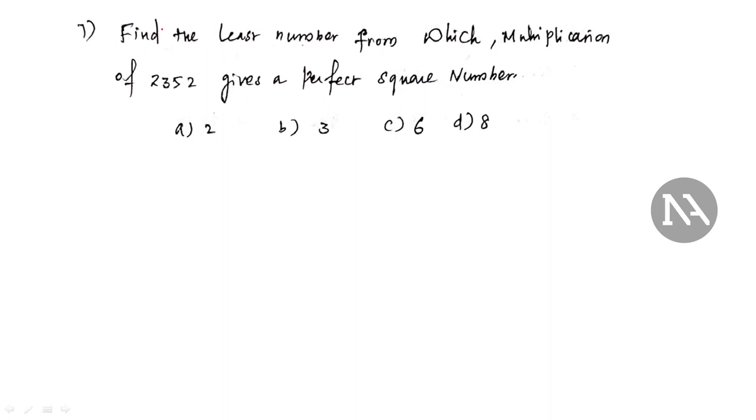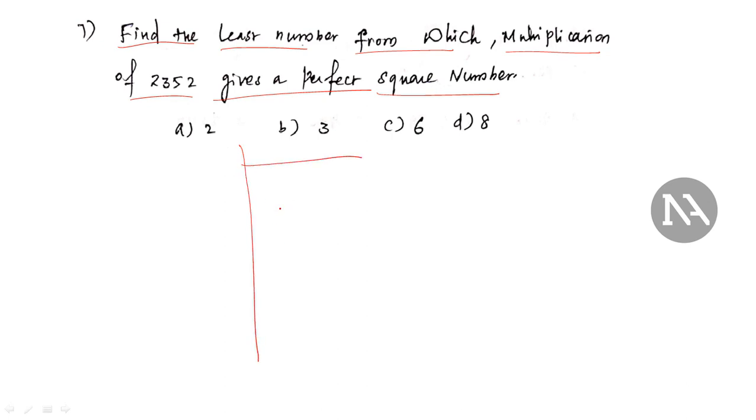Here this is the last question. Find the least number by which multiplication of 2352 gives a perfect square number. If the question is of this pattern, it means I have to follow the prime factorization method. So write down the given number 2352. It is an even number, so I can divide by 2.